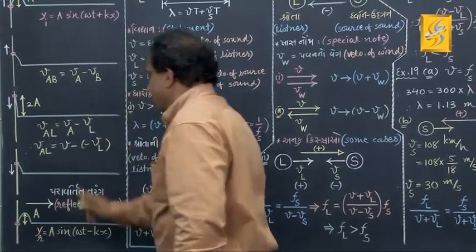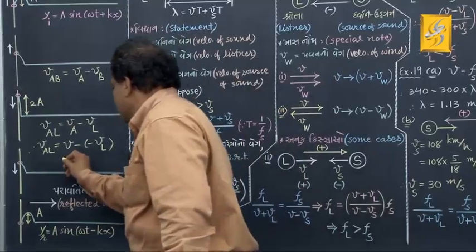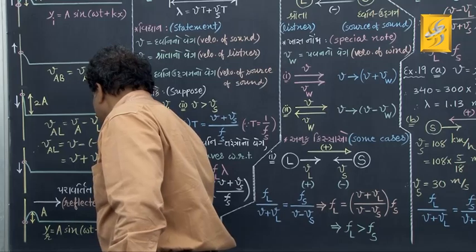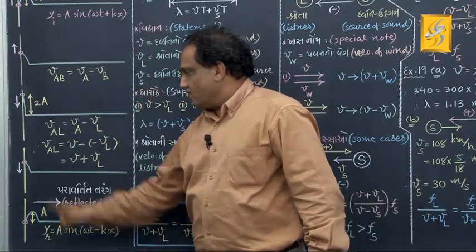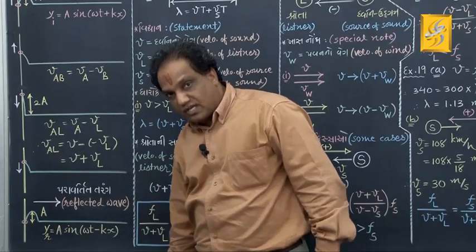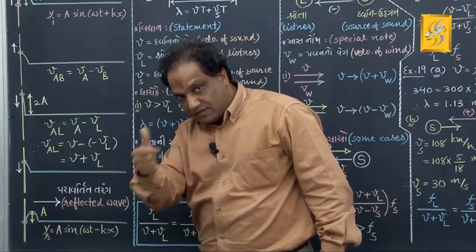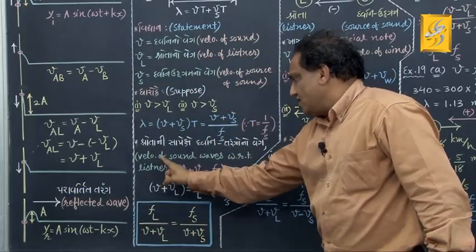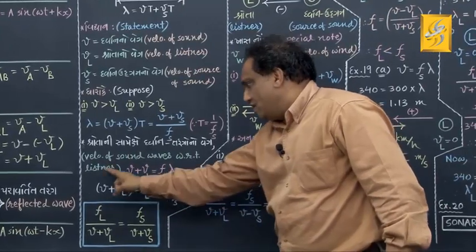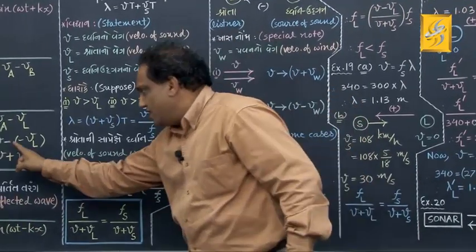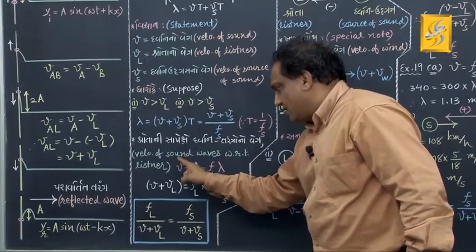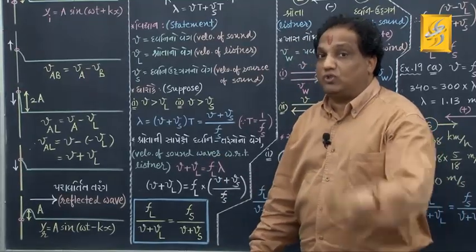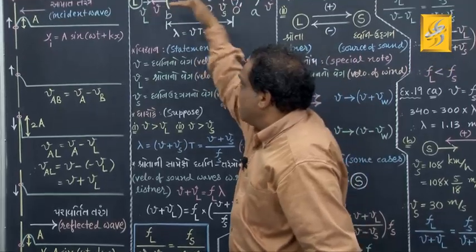Correct? Now tell me, minus minus will become plus. So it is now V plus VL. What is this? Velocity of sound waves with respect to listener. In this case, how much is it? V plus VL. So that relative velocity I am writing V plus VL. Correct? And that relative velocity you are finding for those sound waves which are approaching towards the listener.